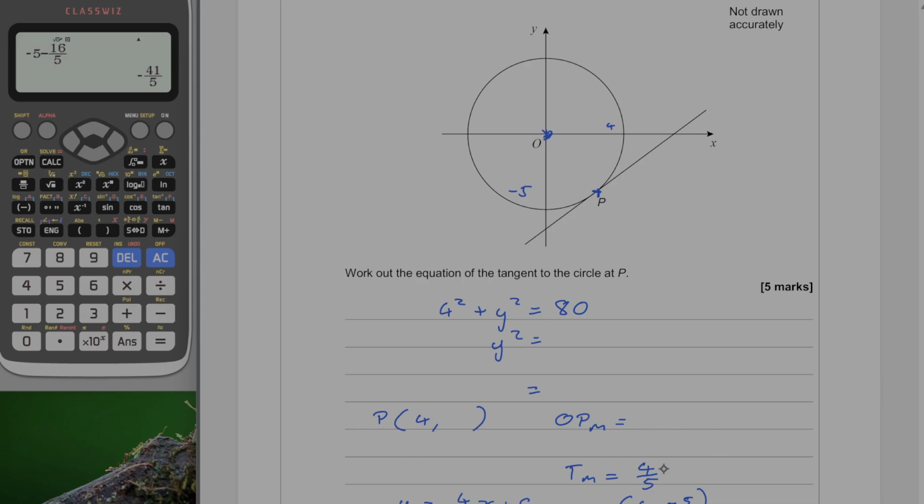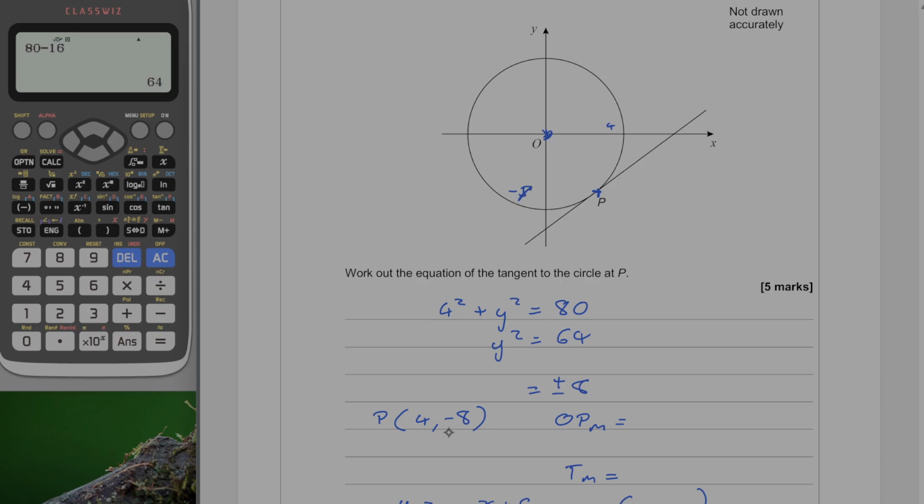Let's get rid of this for now. Right. Apologies about that. It should have been 80 minus 16, not 80 divided by 16. 80 minus 16 gives me 64, and then the square root of 64 is 8. So plus or minus 8. So that should have been minus 8.